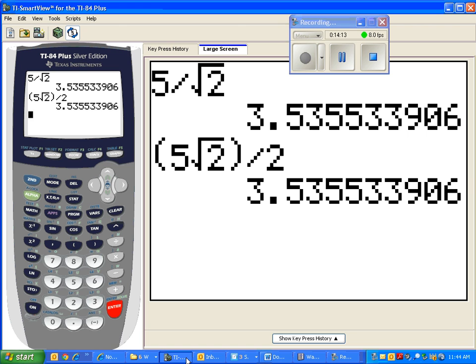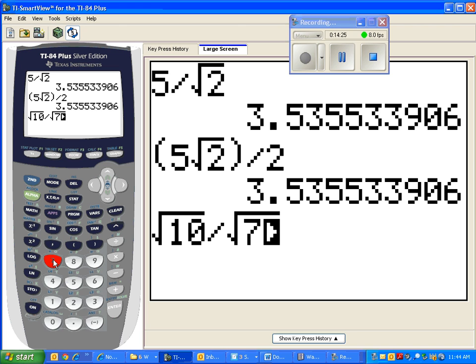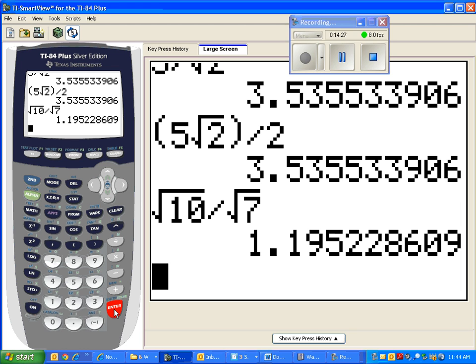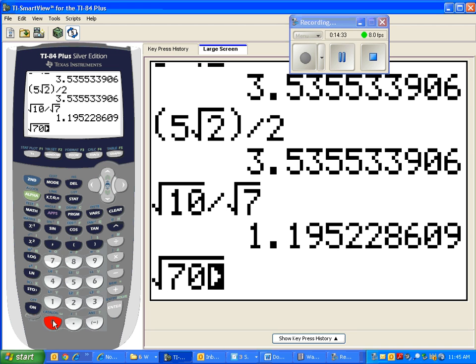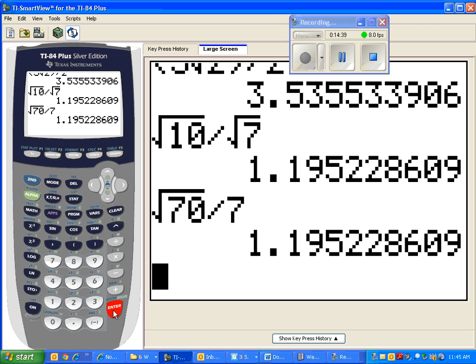I'll show it to you on my calculator again. So I took the square root of 10 and divided it by the square root of 7. Hit enter. And what we're trying to figure out is whether that's the same right now as the square root of 70 divided by 7 on the bottom there. And look, it is. See how we get the exact same number back out?